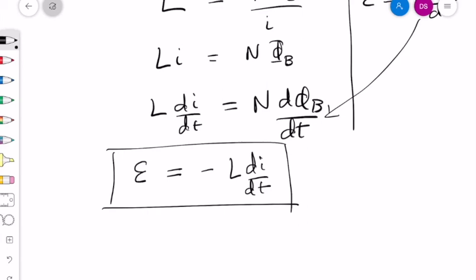So if L is large, then for a given di/dt, the induced EMF would be large, right? So it would be a large opposition to that current. The induced EMF always opposes the change in current. If L is small, then for a given di/dt, rate of change of current, the induced EMF will be small, and so it's not going to oppose that change of current that much.